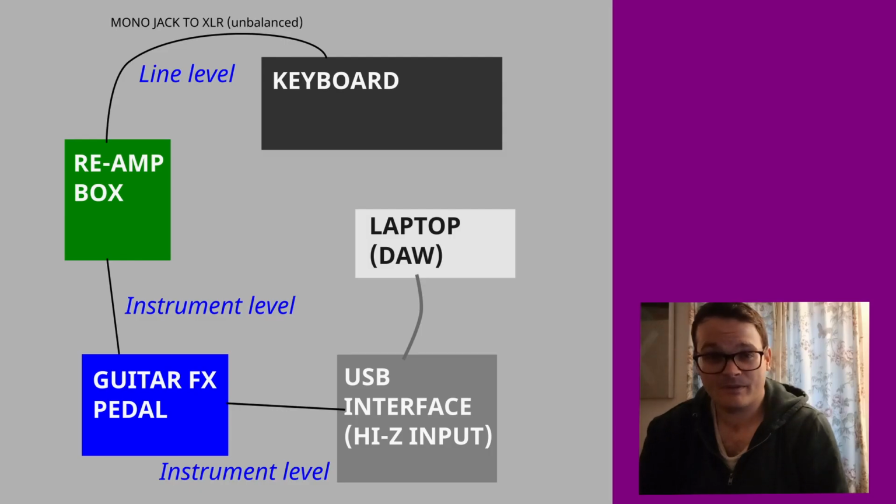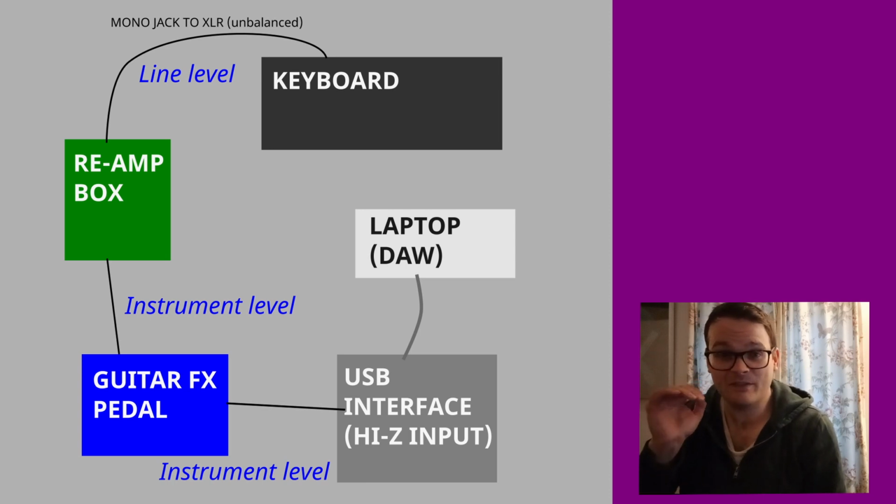Here's the diagram summarizing all of that. Essentially, the level out of the keyboard would be too high to connect to a guitar pedal, so you need to downstep that level to an instrument level, take the line level down to an instrument level using a reamp box. That's exactly what a reamp box does, and then that connects into a little audio interface as shown in that video and as shown in this diagram, and goes into the computer.